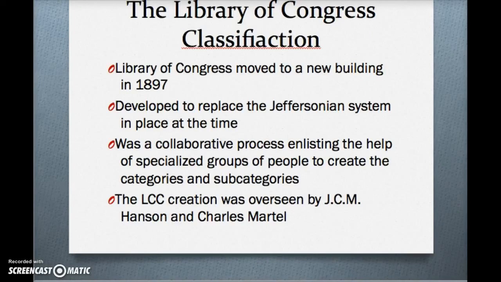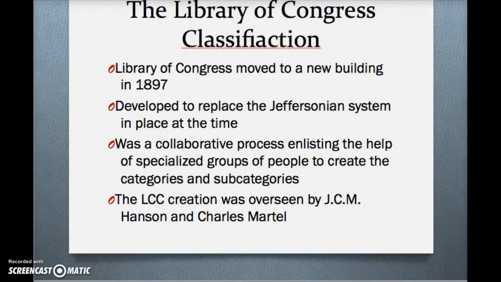The second of the main systems of classification is the Library of Congress classification system. The Library of Congress moved to a new building in 1897. At that time, it was determined that the old Jeffersonian system was no longer adequate to be used to classify the library's ever-growing collection of information. The LCC was developed to replace the old system and was a collaborative process that enlisted the help of many different specialized groups of individuals who helped to create the new system's categories and subcategories.